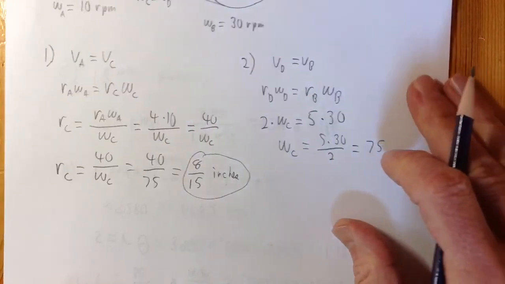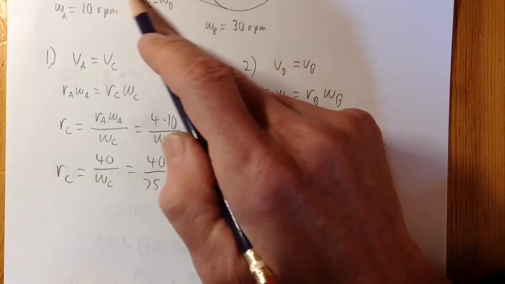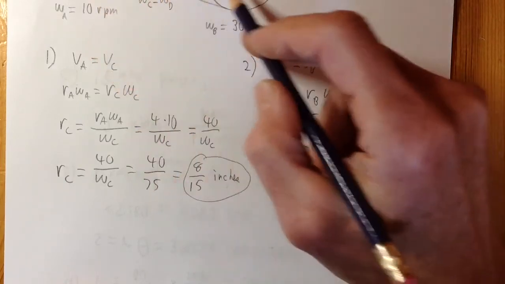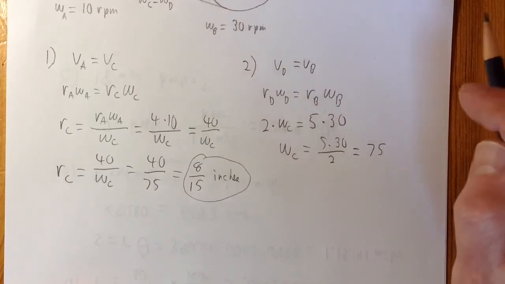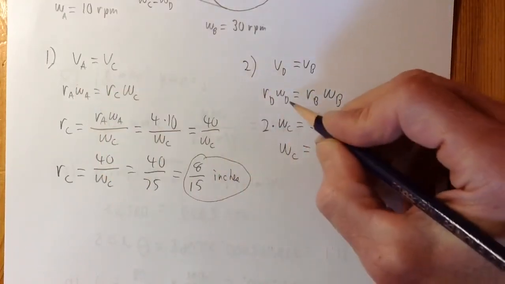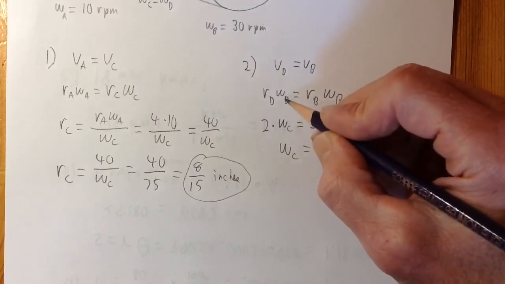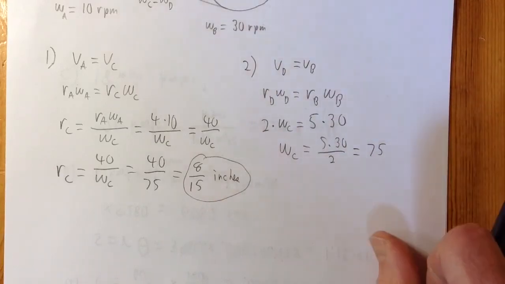So that's how you do those. You use the fact that the velocities are the same if they're attached to the same belt, and the omegas are the same if they're attached to the same wheel. I used the velocities being the same for the main problem, and right here I used that the omegas are the same, because I said omega D is the same as omega C. Use those two pieces of information to get the answer.